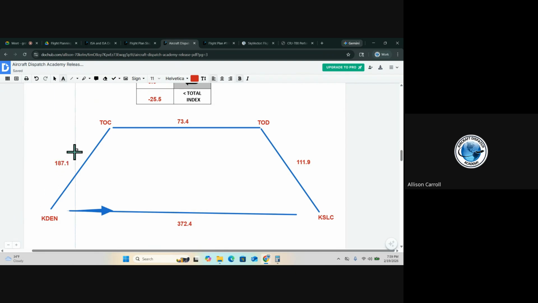So 187.1 plus 73.4 plus 111.9 equals 372.4.